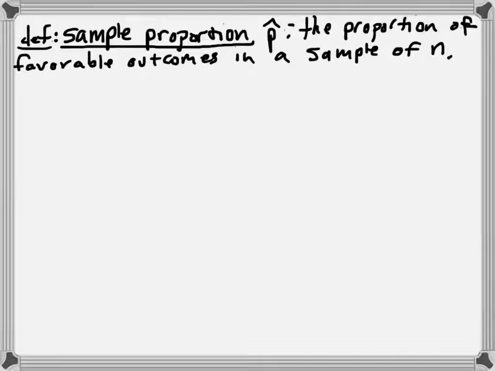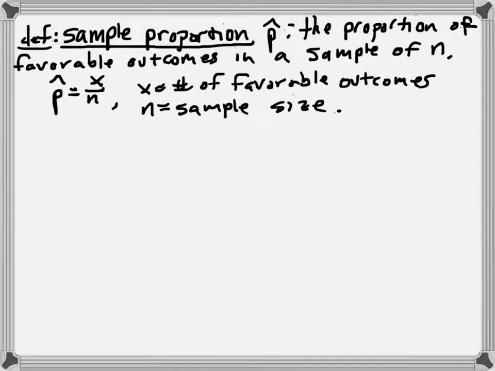So P's counterpart is P hat. Watch the hats here. P hat, we put that little caret over P. P hat now represents the proportion of favorable outcomes in a sample of size little n. In our last example, we didn't have the true population proportion, but we had the sample proportion. We had a proportion of a sample of 1,000 voters.